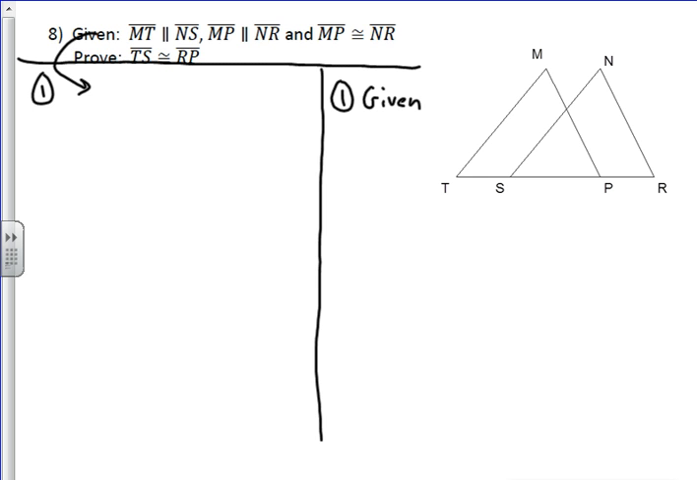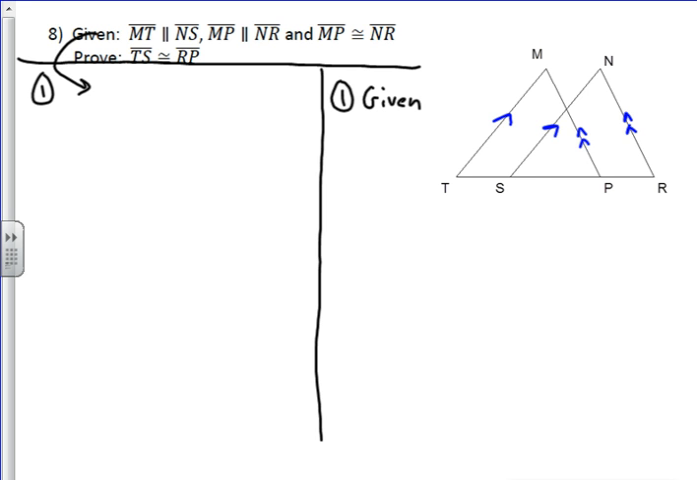statement is. And then I need to look and see what do these given statements give me. And if you've got MT parallel to NS, then we should be looking for angles that are congruent or supplementary. Similarly, since we have MP congruent to NR, we should be looking for angles that are congruent or supplementary. You need to have a common transversal for this to happen.